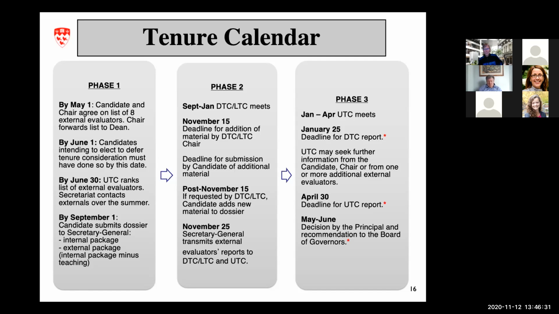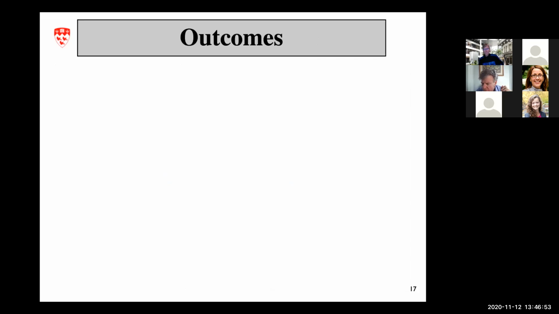The UTC follows a similar process to the DTC. Again, they have the ability to ask for clarifying information from the candidate. The UTC then submits its report by the 30th of April, following which the provost assesses the file and makes a final recommendation, which ultimately is accepted or not by the Board of Governors.